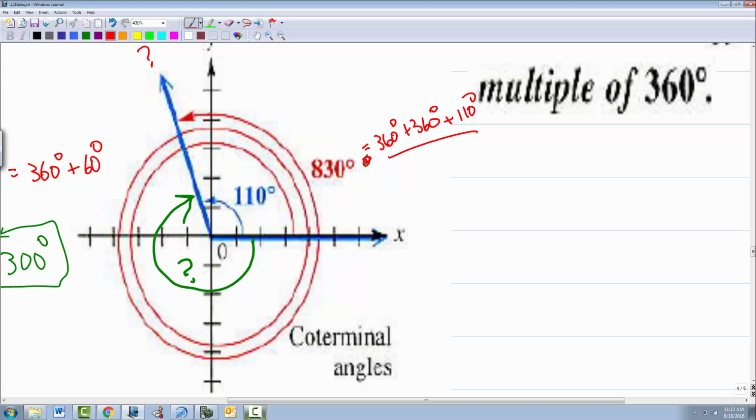So that's what you have to understand about co-terminal angles. They're multiples of 360 that are moved, added to whatever you started off with. I really don't think this should be a big deal, but we're going to keep hammering this home about how this works.